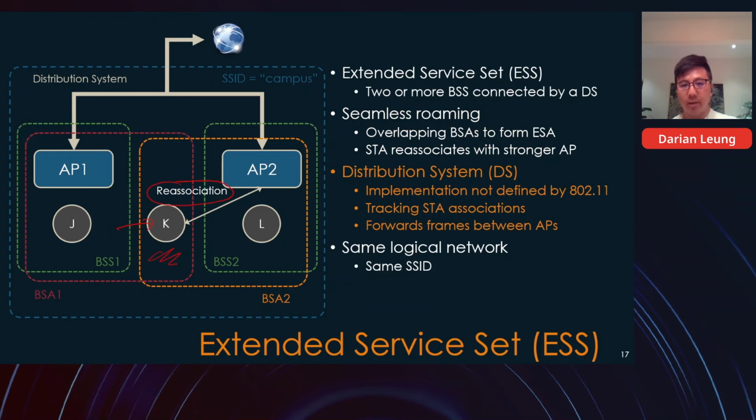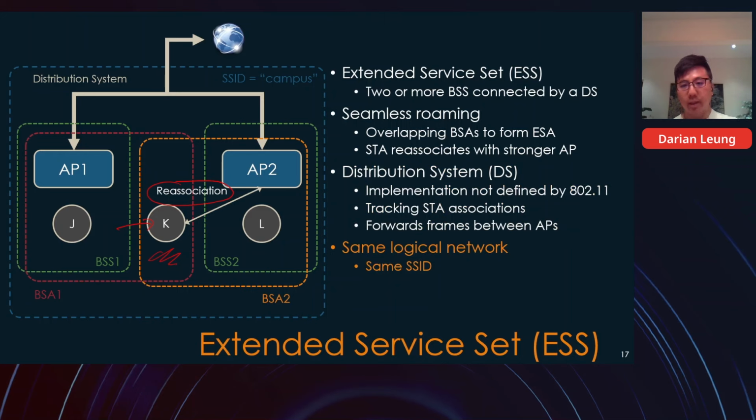The distribution system is basically a system that interconnects the APs of each BSS, and it can be wired or wireless. The implementation of the DS isn't specified by the Wi-Fi protocol, but the DS must offer particular services. These services include tracking which stations are associated with which AP and forwarding data between APs.